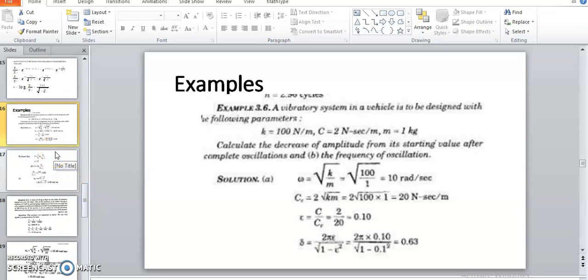The first example is given. A vibrating system in a vehicle is to be designed with the following parameters. The stiffness is given as 100 Newton per meter, the damping coefficient C is given as 2 Newton second per meter, and the mass is given as 1 kg. With these given quantities, we discuss the problem first: calculate the decrease of amplitude from its starting value after a complete oscillation, and the frequency of oscillation. If you look at this example, it is an underdamped case.